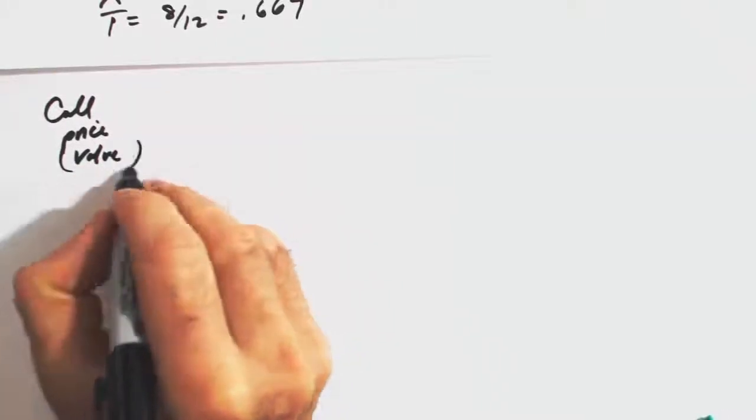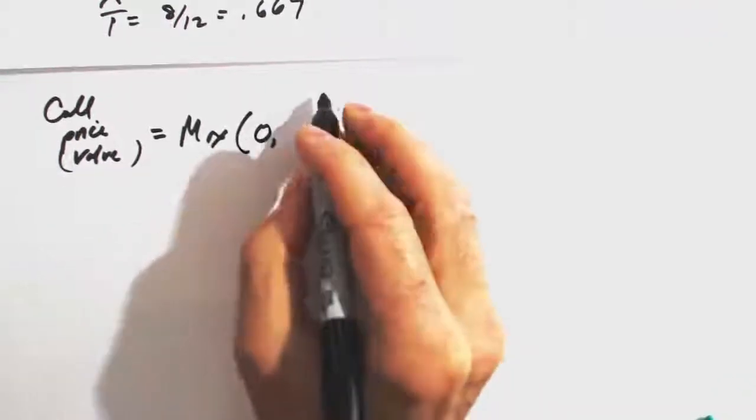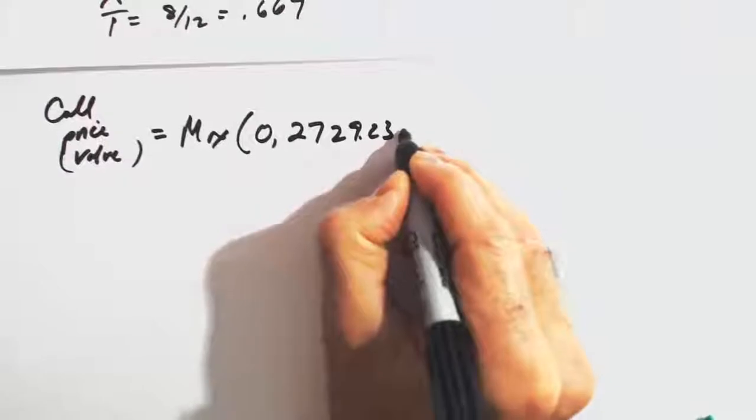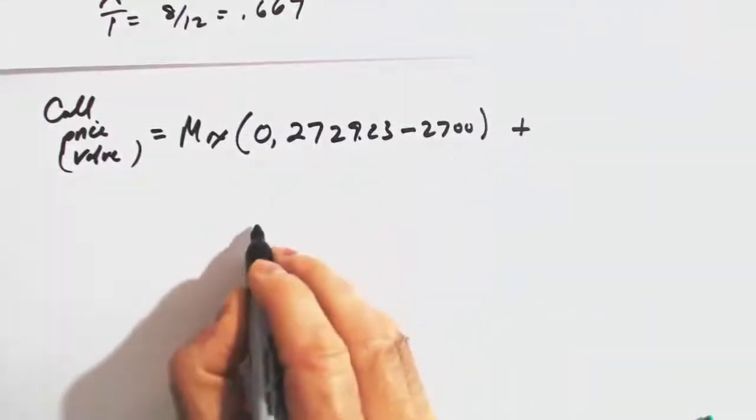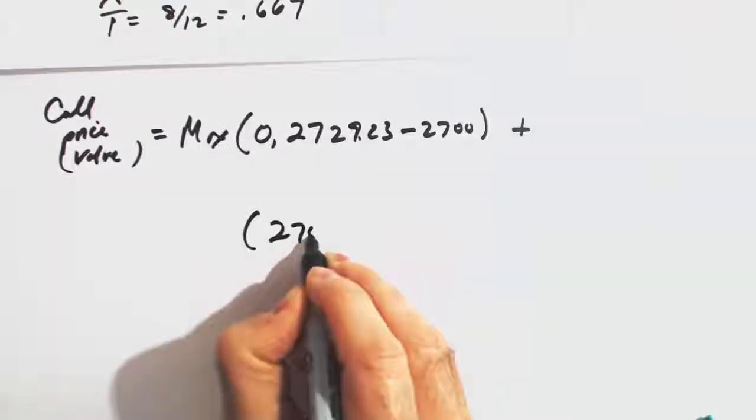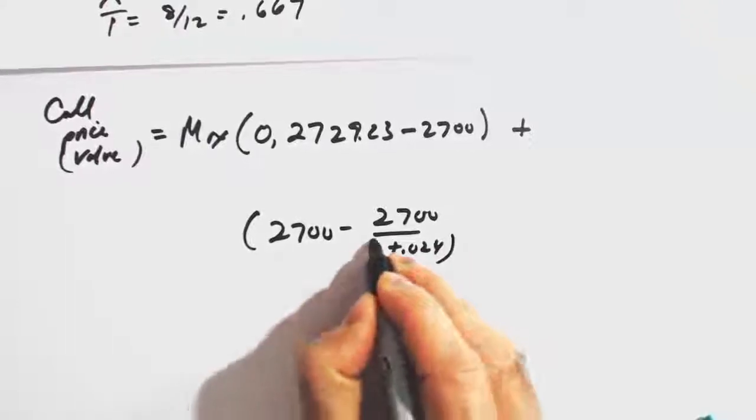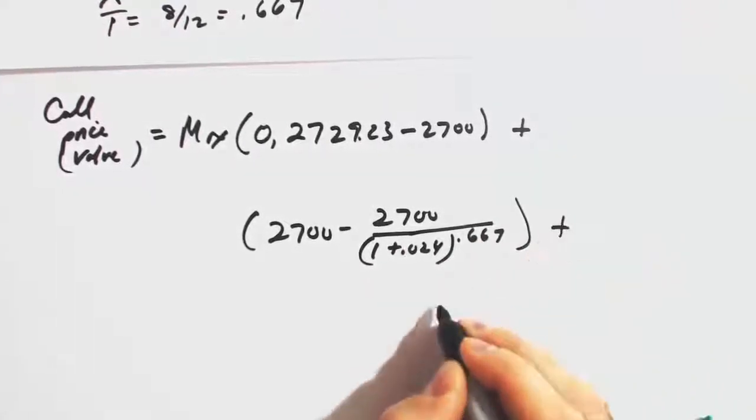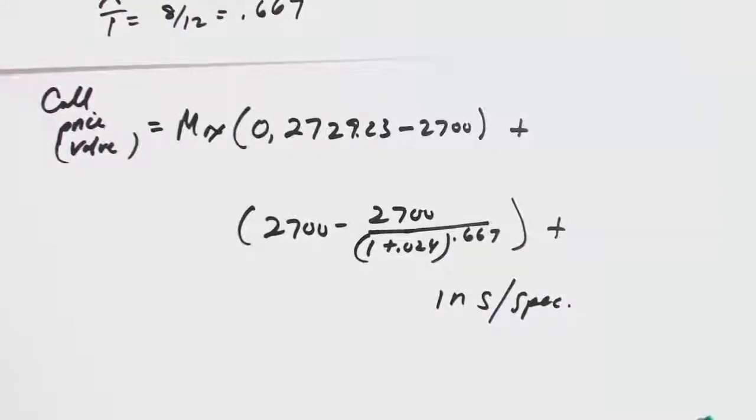Okay, we're going to use those interchangeably, equals the maximum of 0, S subscript 0 here, minus 2,700 plus 2,700 minus 2,700, and there we have it. We just broke out those components.